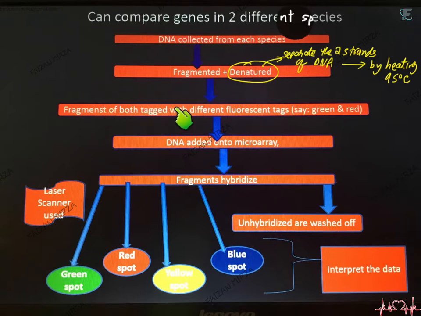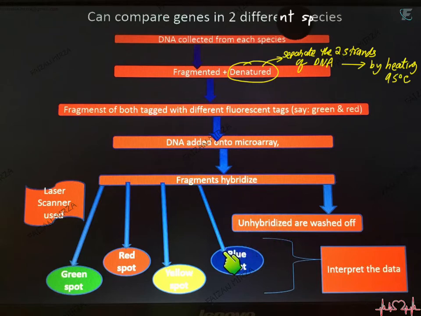You add both different colors, the green tag and the red tag, to the two different species. Like, tag one as red, tag the other as green. Allow hybridization to occur, so you add them to the microarray. The fragments hybridize. Before you place it in the laser scanner, you wash off the unhybridized DNA.